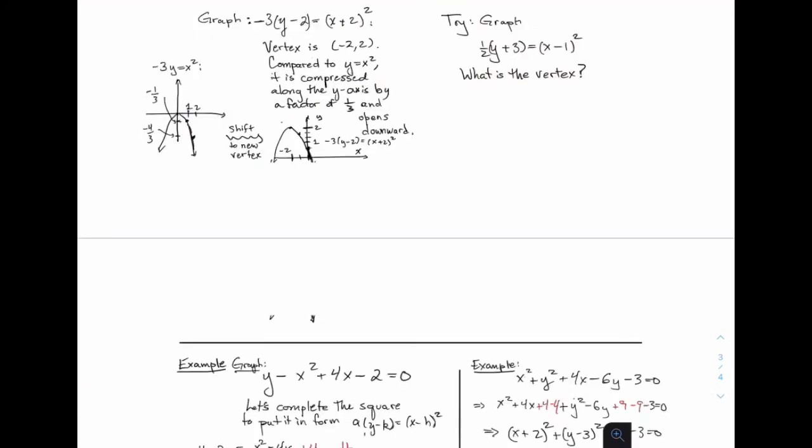Okay, let's graph this equation as an example. This is a parabola because the y part is not squared. The vertex is where this is 0 equals 0, so that happens at -2, 2. We're going to compare it to our standard parabola. We see that it is compressed. It's a downward facing parabola.